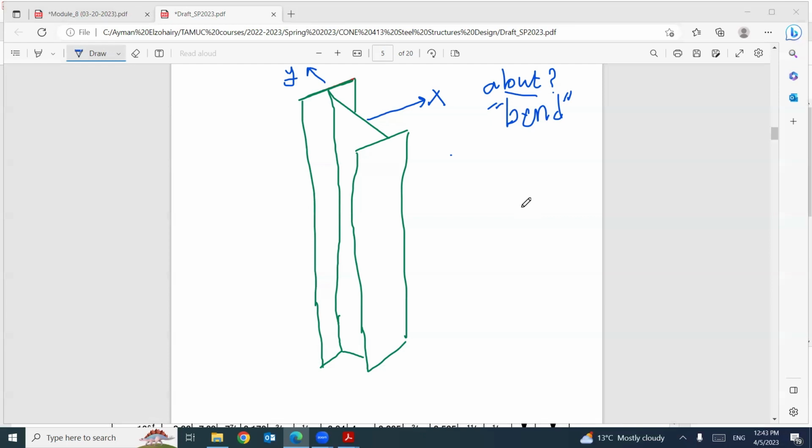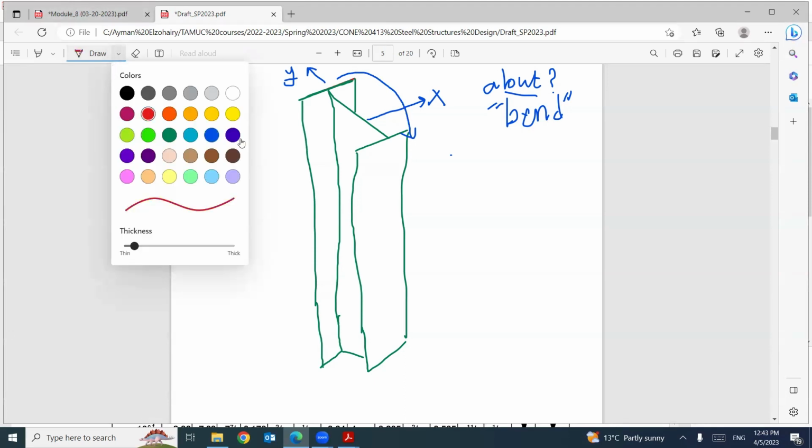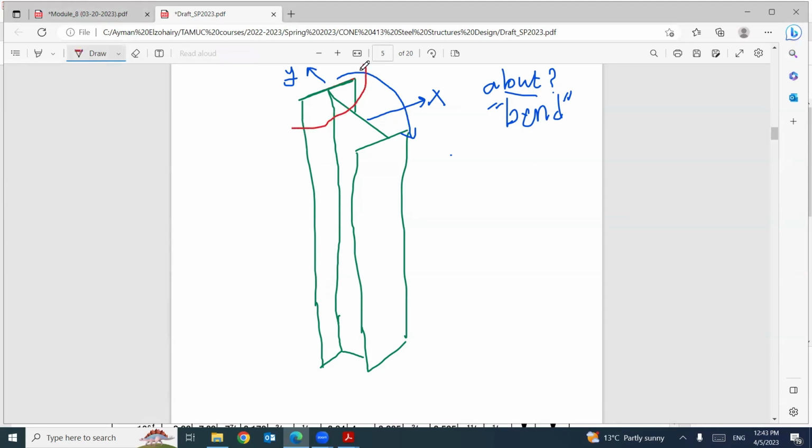If you try to bend or to break this column around X, it will be stronger. Then, if you would like to break this one about Y, or to be more specific, like this. So which direction is stronger right now? Around or about X is stronger than about Y. That makes sense?